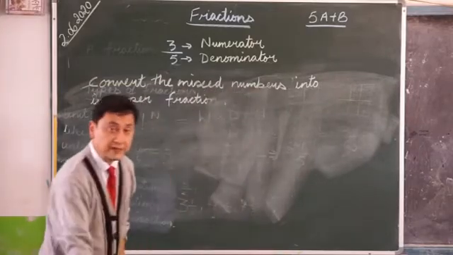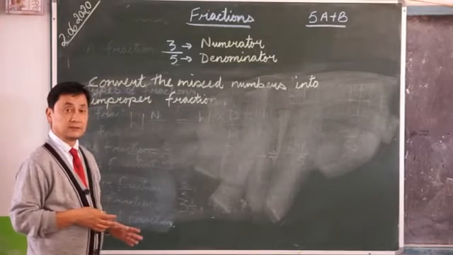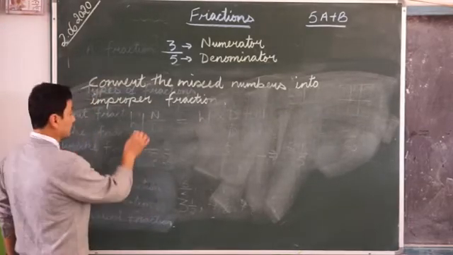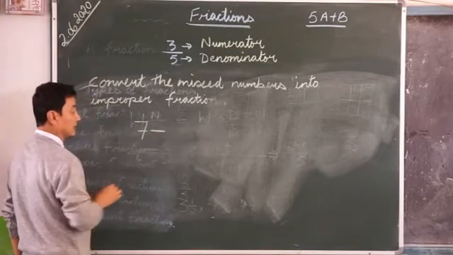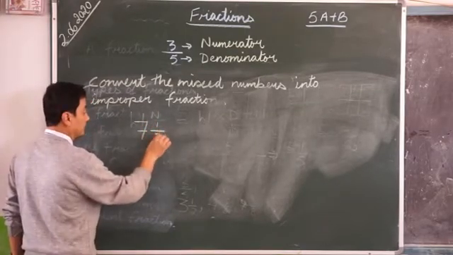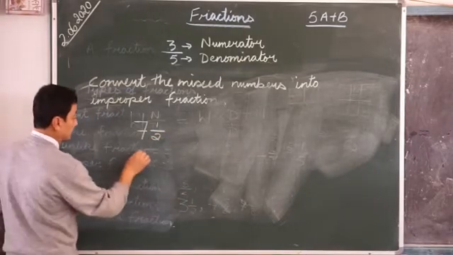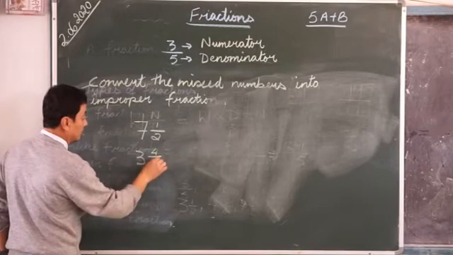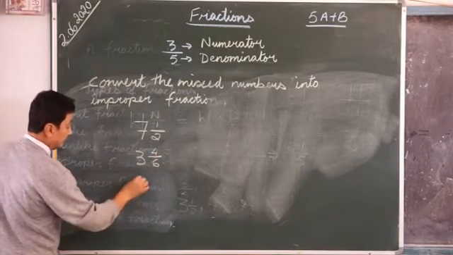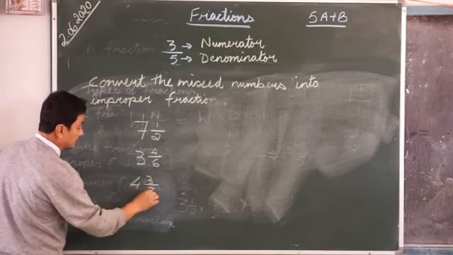So, when you write the mixed numbers in your exercise book, you must write the whole number big. In the middle, put a line, 1 upon 2. Okay? Again, let me show. 3, 4 upon 6. Again, 4, 3 upon 7.